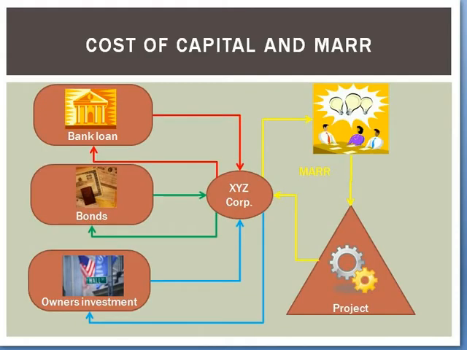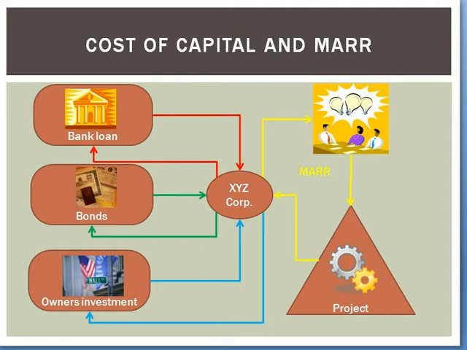When corporations, say corporation XYZ, need to finance projects, corporations have different alternatives to get funds from, and they could get loans, bonds, or other investments from the owners. And this cash goes into the corporation that it's then later put to work into an idea, and this idea is implemented in the shape of a project, and that project should be paying back the corporation this return, which we call the minimum attractive rate of return.